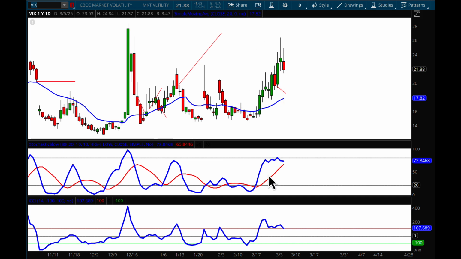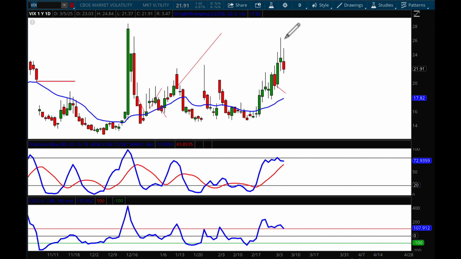Look down below. You read the oscillators the same way with the VIX as you would any stock. We still have the stochastic moving lower. We have a very close sell signal forming right here. Once it drops below the plus 100, which is that red line, then we could expect a continued drop.